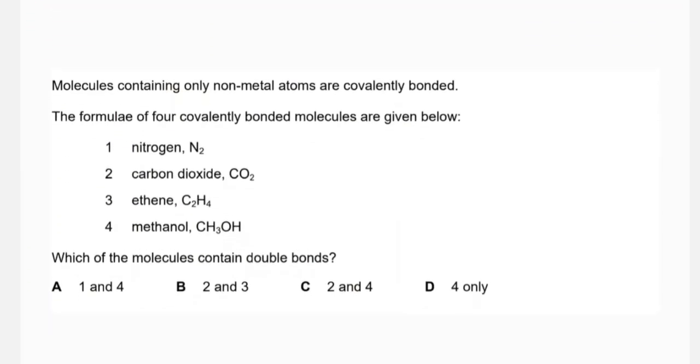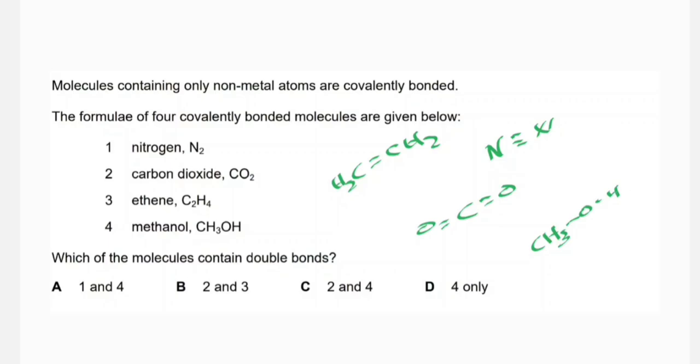Molecules containing only non-metal atoms are covalently bonded. The formulae of four covalently bonded molecules are given below. So we have got nitrogen, which has a triple bond. Carbon dioxide clearly has double bonds, right? C2H4 is CH2 double bond CH2, it has double bonds. Methanol is just CH3OH, right? And only single bonds. So cannot be this and cannot be this. 2 and 3 should be the answer, right?